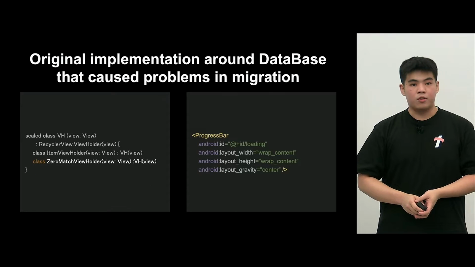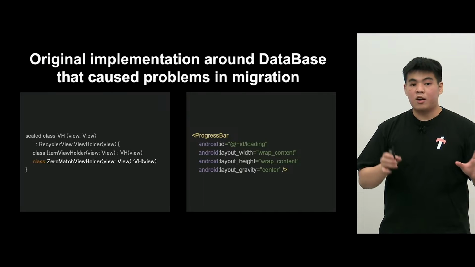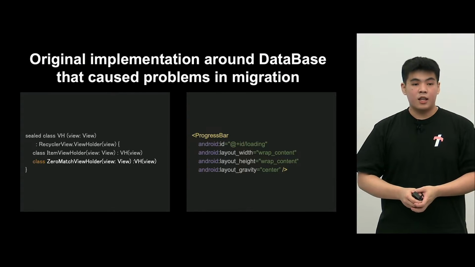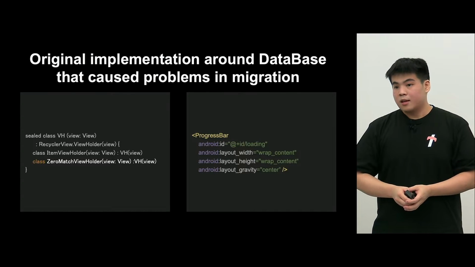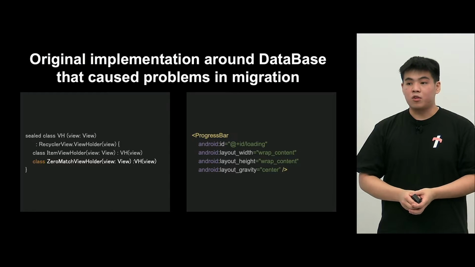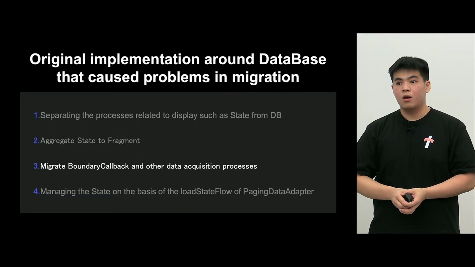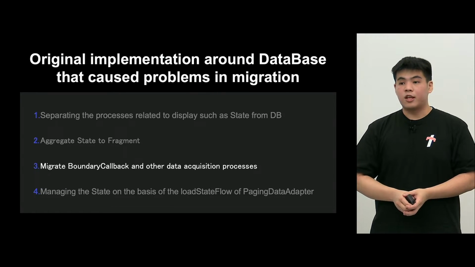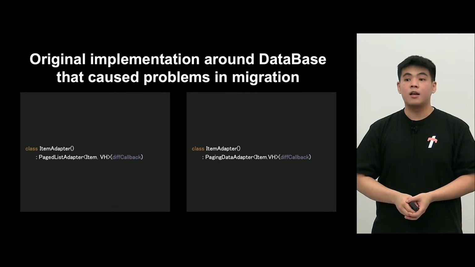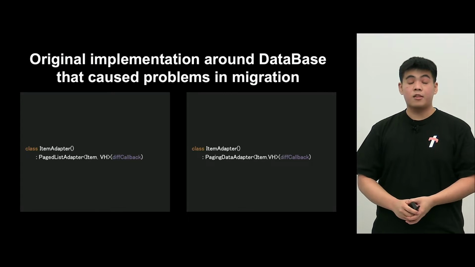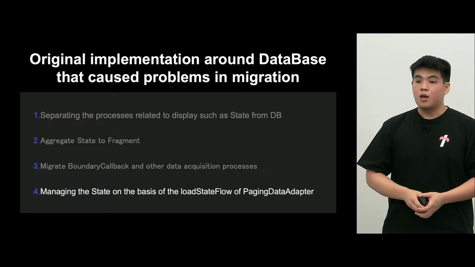Next, let's look at aggregating state into the fragment. As you can see on the left-hand side, this is the old and new, and like on the left, the view holder and the state zero match holder coexist. So we separate them and leave just the state. Next, as I mentioned, I will be light here because I talked about it, but the adapter and boundary callback were migrated.